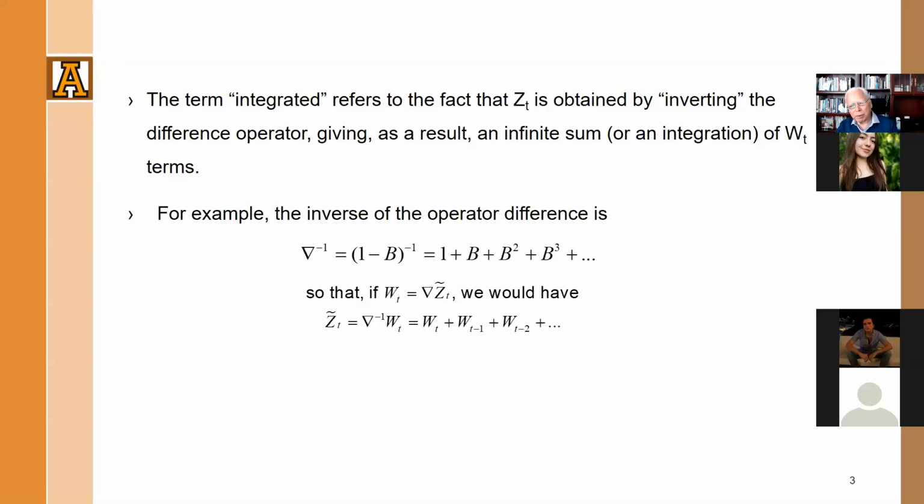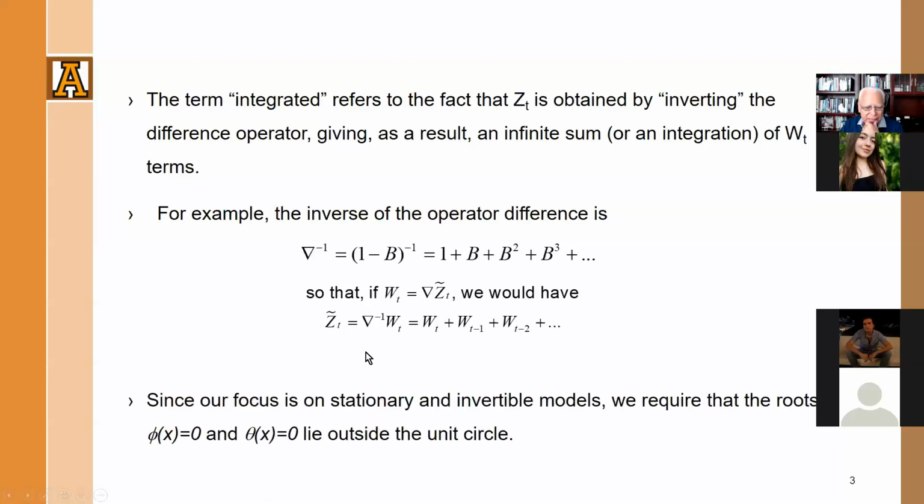So we're expressing ZT as a sum of WT and all its past, all the paths that we have for WT to integrate ZT. That's why we call it integrated. Now, our focus is on stationary and invertible models.